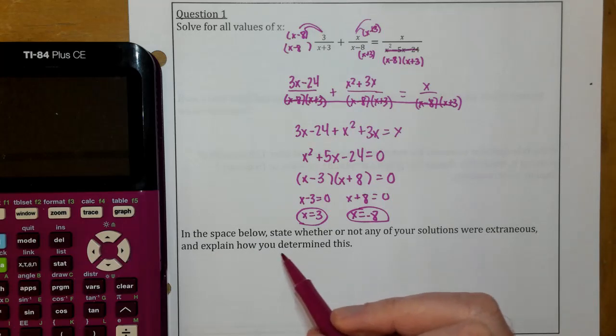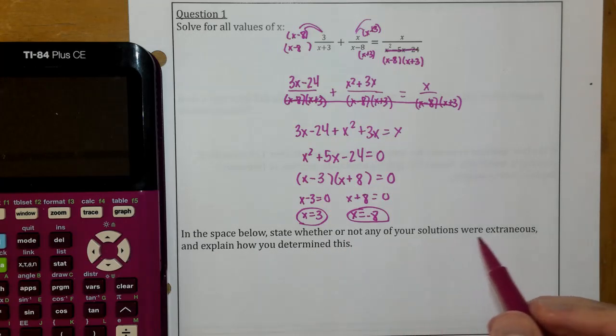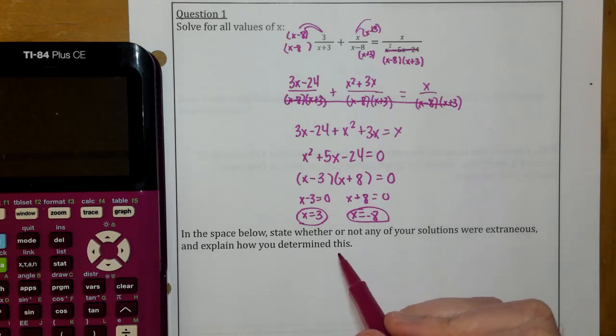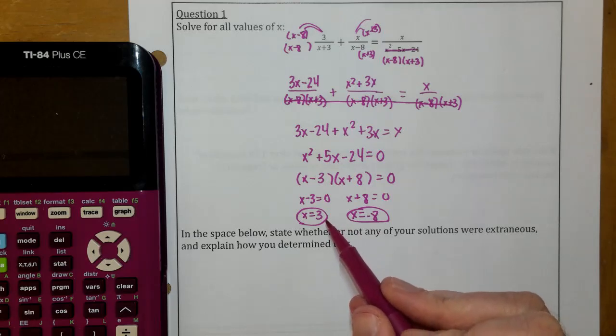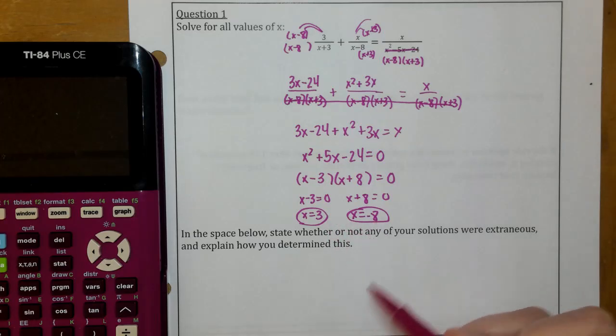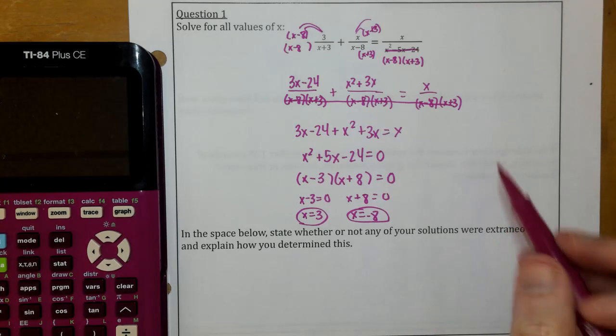Part 2 asks, in the space below, state whether or not any of your solutions were extraneous and explain how you determined this. So this question is asking, are these roots extraneous? We should be checking for that automatically already, but the question reminded us to do that.